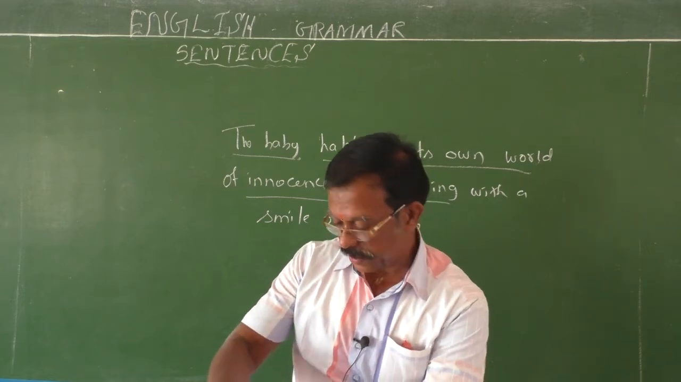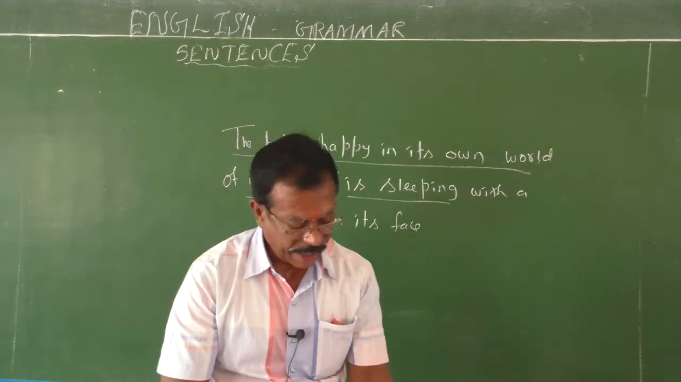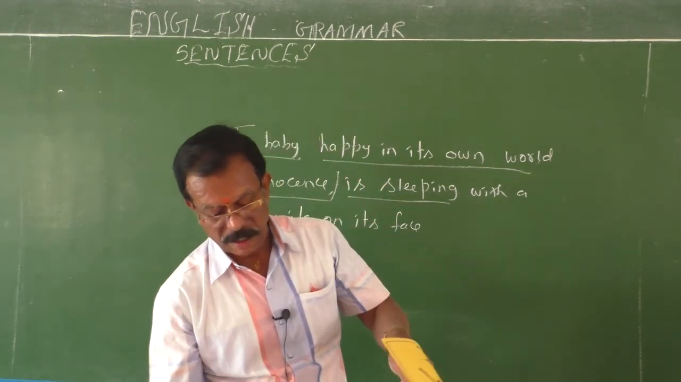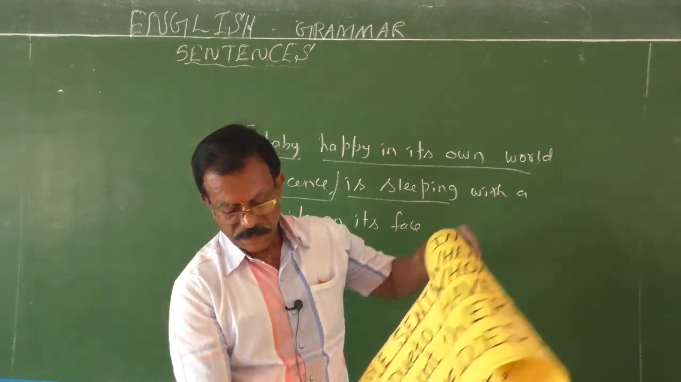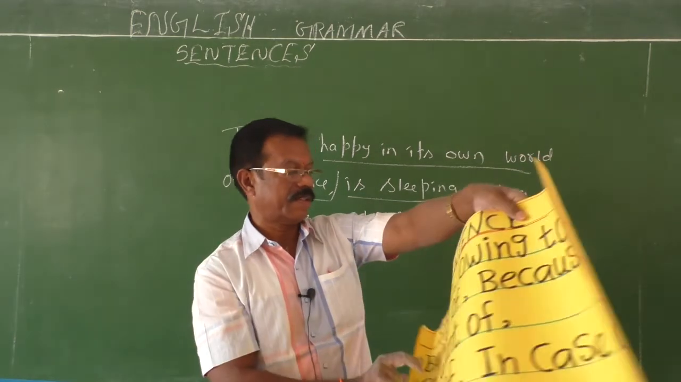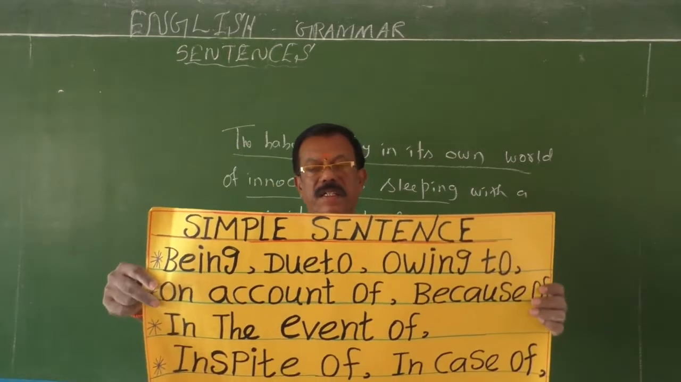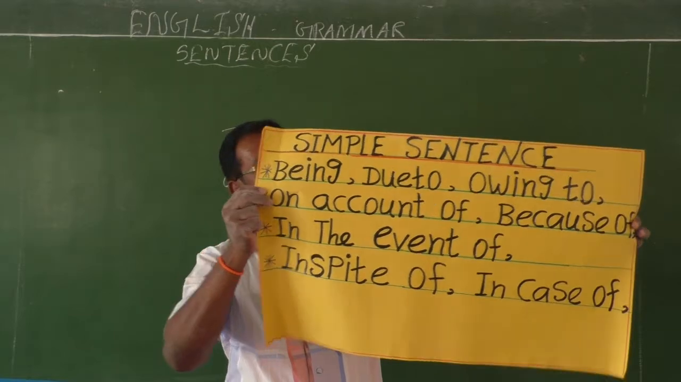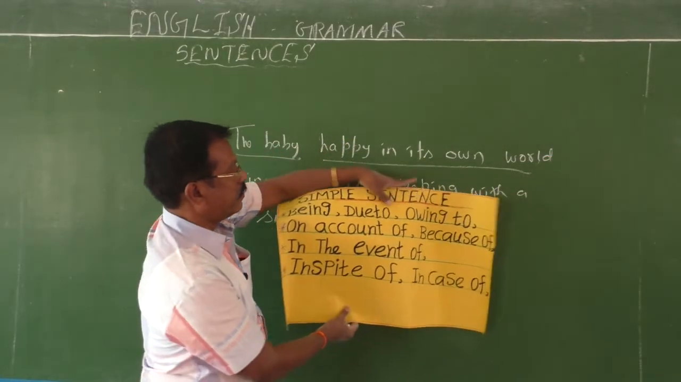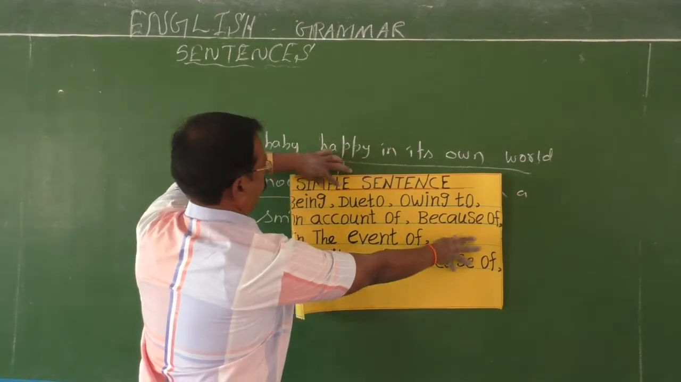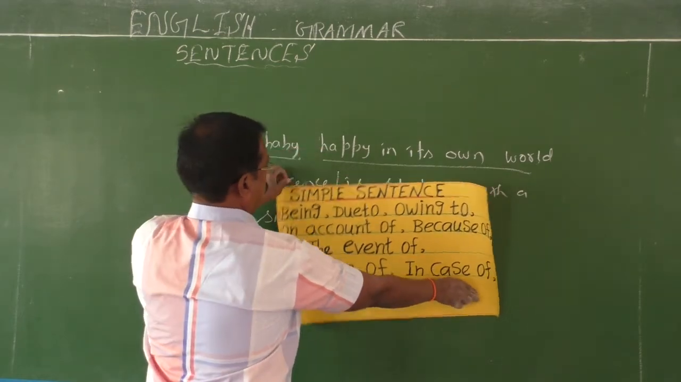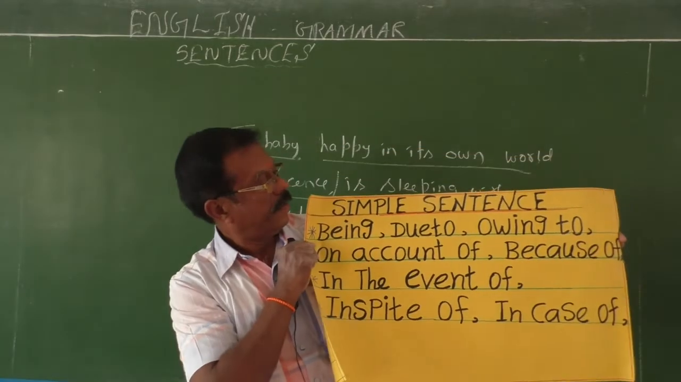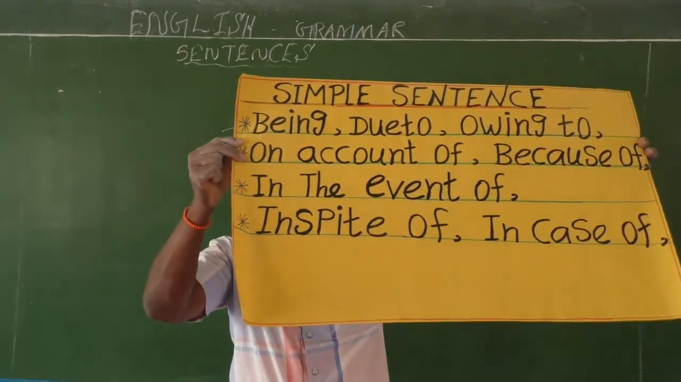So simple sentences may have phrases. Simple sentences may or may not have phrases. I will show you simple sentences with phrases. You may have these phrases: being, due to, owing to.